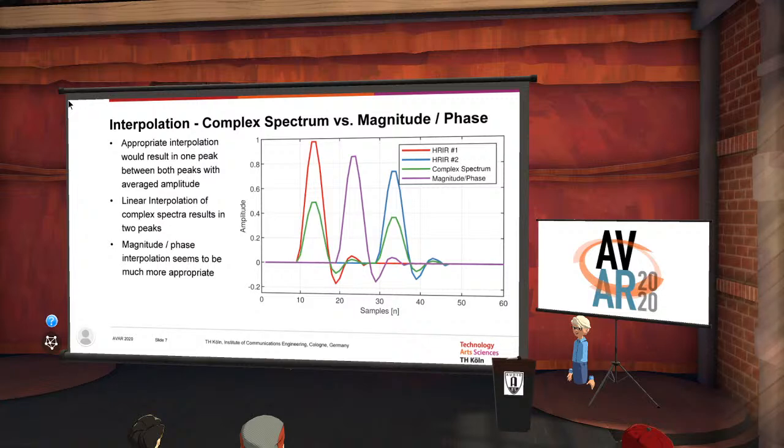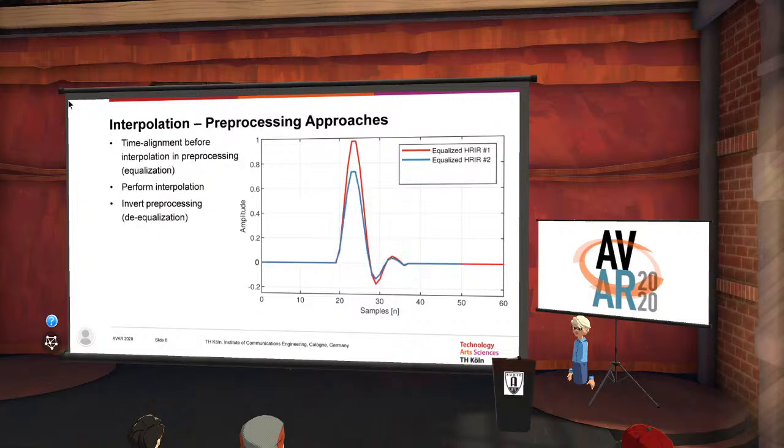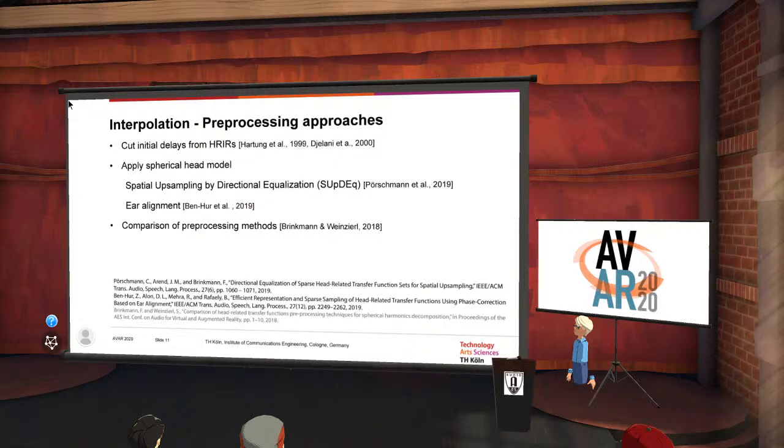Another thing we could do is some pre-processing. And typically the pre-processing, it doesn't matter if it's ear alignment from Zamir, our subTQ or older methods, is somehow based on the idea that we would time align the HRIRs. So in an ideal case like that, in some pre-processing. And if we then do the interpolation, it doesn't matter if it's complex spectrum or magnitude and phase, it's all the same. Oh, there's some delay in the slides, I see. It all results in the same thing. So we see, it seems to be optimal, seems to work.